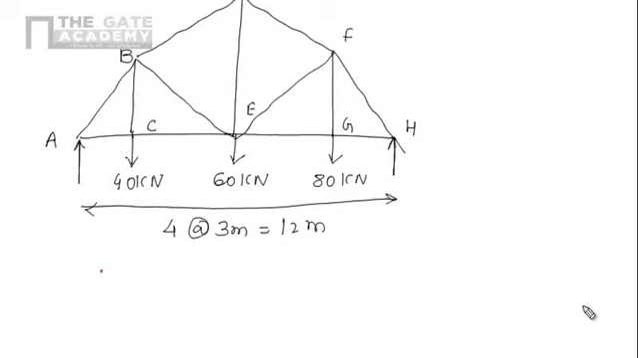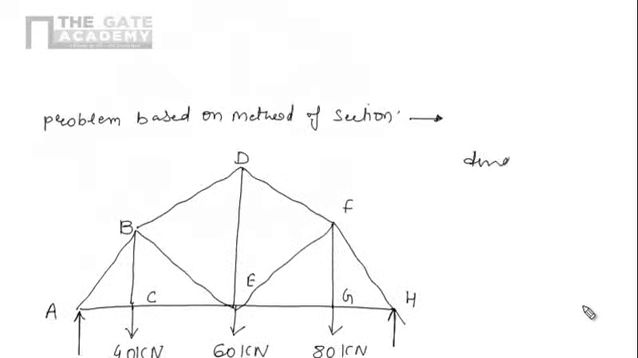So this one is the given simply supported truss, and now our interest in that problem is to find force in BD, force in BE, and force in CE. Means we are interested in forces in a few members. We are not interested in forces in the full truss, means forces in each and every member of the given truss.